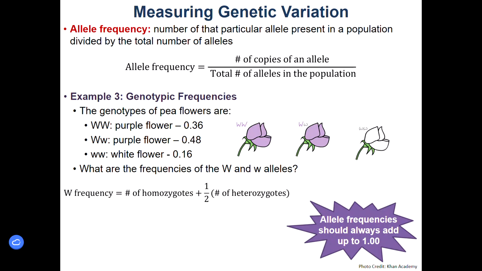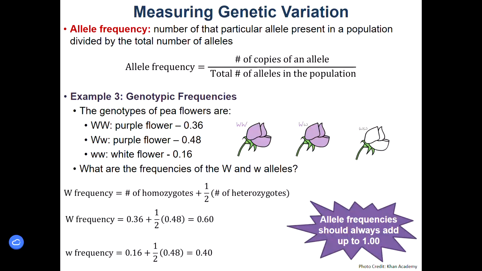So if we want to find our frequency for big W, we'll take this equation: the number of our homozygotes plus half the number of our heterozygotes. Because we know that our homozygotes only have that dominant allele, and our heterozygotes have half, right? They only have 1, not 2 of that dominant allele. So if we're looking at our big W, we have our 0.36 plus half of 0.48, because only half of that frequency for heterozygotes is due to that dominant allele.